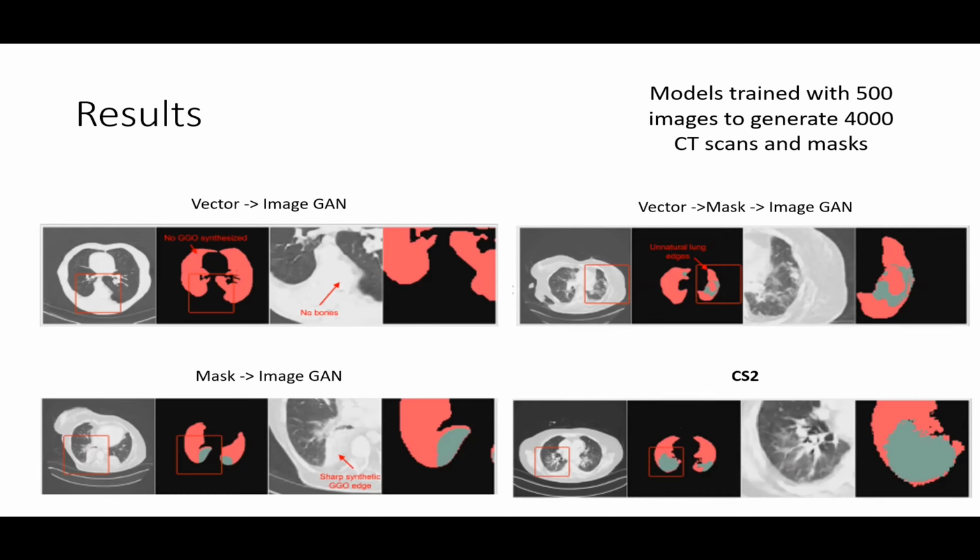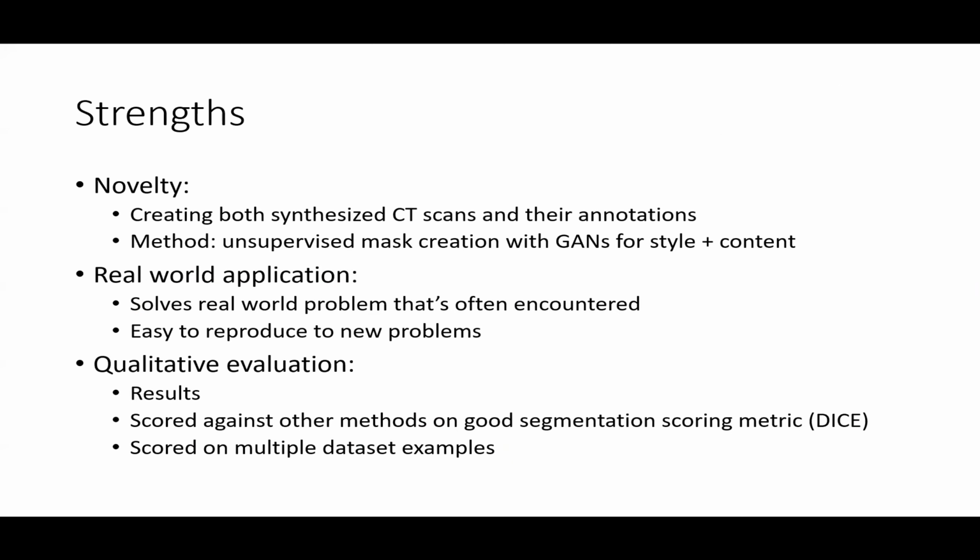So I want to talk about the strengths and the weaknesses. In terms of strengths, it's something very novel. The fact that it's creating both CT scans and its annotations, and the whole method, it compares to small GANs. It's not like a method that had most of it already. So the unsupervised mask creation and adding the style part to the GANs is something that wasn't really done until this paper. So that's a lot of novelty.